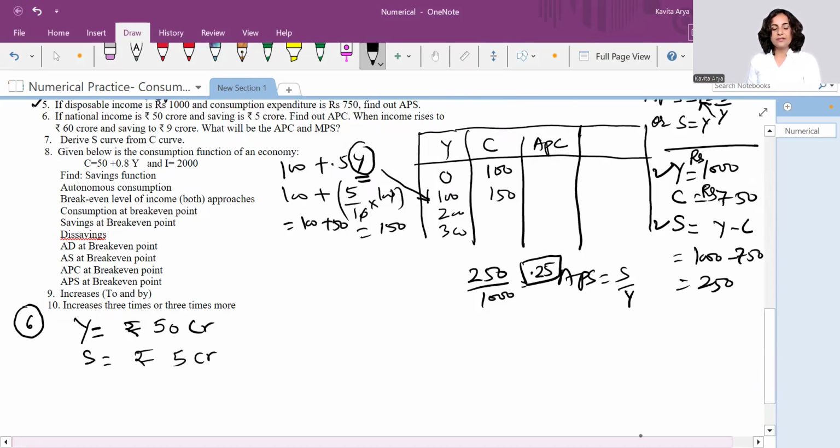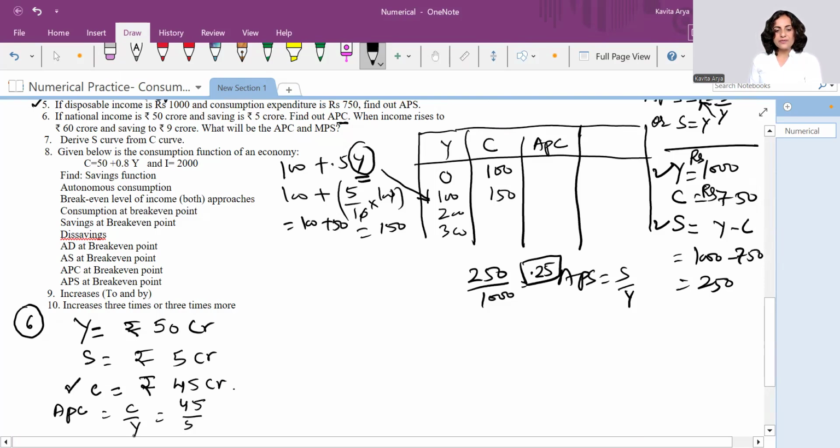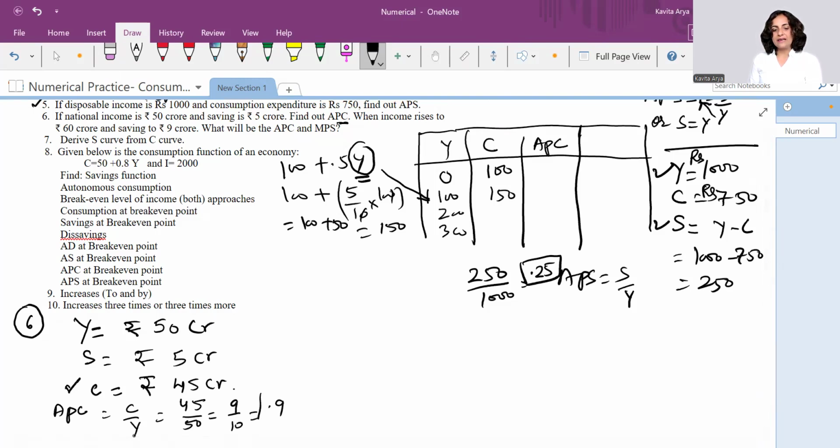Without reading any further, I would simply do it myself: if income is this and savings are this, by default consumption becomes equal to 45 crores, right? Now let us find what it says. It says find out APC. So my job is clear. I have already found C. APC would be C by Y. C is 45 and Y is 50, so I have 9 by 10, that's equal to 0.9, and I'm done with the first segment of the question.